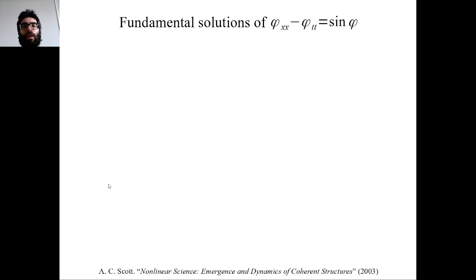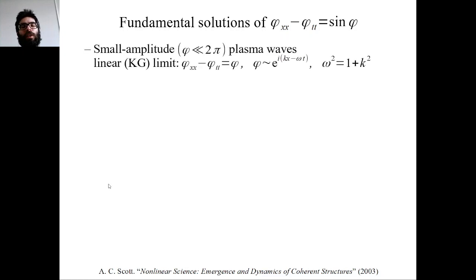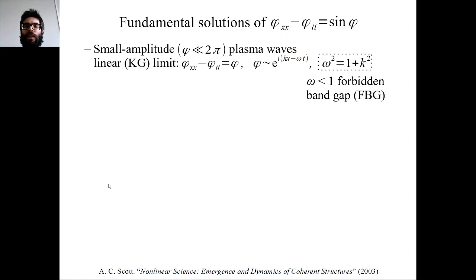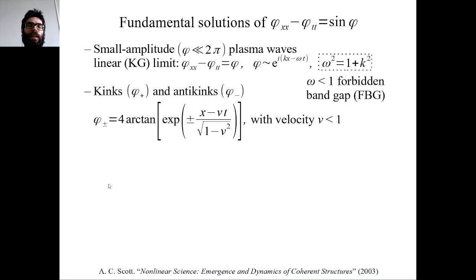Before looking at the more complex perturbed equation, let us classify the fundamental solutions of the pure sine-Gordon equation. In the linear limit, we have plasma waves, which are characterized by this dispersion relation, which tells us that no linear waves can travel for frequencies less than 1, so the medium possesses a forbidden band gap. The simplest solitonic solution is the kink or anti-kink, and they have a clear interpretation in the context of long Josephson junctions, since they exactly carry a quantum of magnetic flux, phi naught.